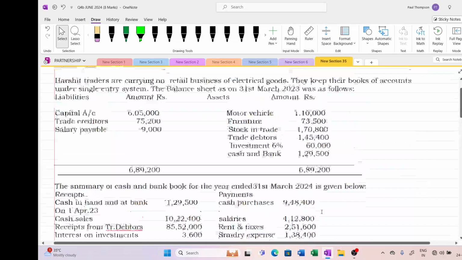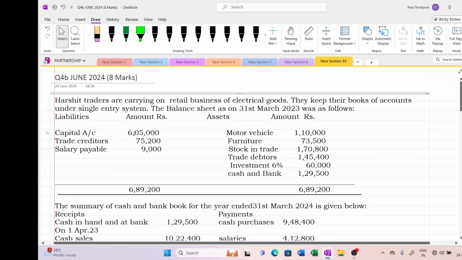Today we are going to see the latest June 24 CA Foundation examination accounts question number 4B for 8 marks on incomplete records. They have given, as I said, immediately when you read the question, first you should see whether the opening capital is given.